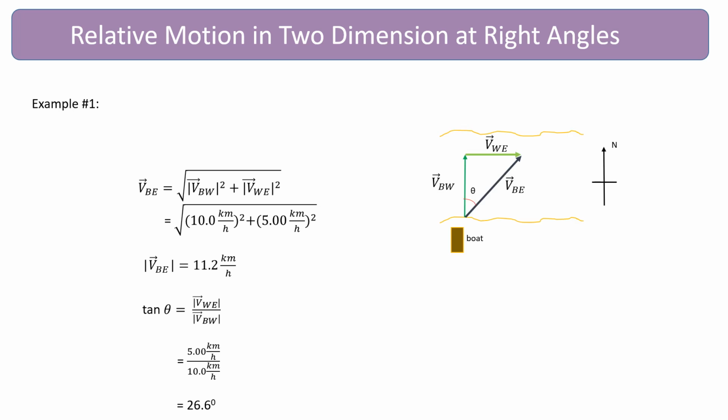So when we substitute everything in, we will get the square root of 10 kilometers per hour squared plus 5 kilometers per hour squared, which works out to be 11.2 kilometers per hour. The tan of theta is the opposite, which is WE, over adjacent, which is BW. So 5 divided by 10 works out to be 26.6 degrees, which is our solution.